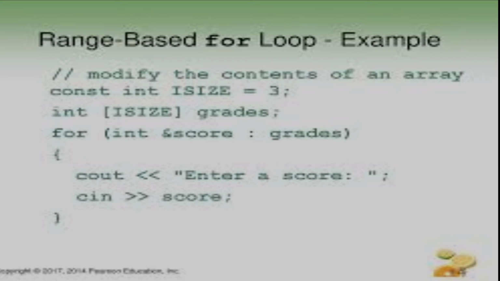With each iteration, every member of grade has its value copied into the variable score. You can use the keyword auto to detect which data type grade stores. In this particular example, we are passing the value by reference, so you'll be working on the original members of the grades, not a copy of them.